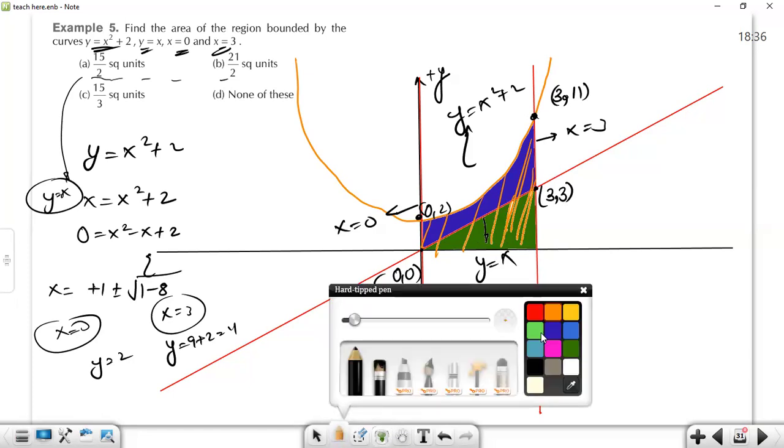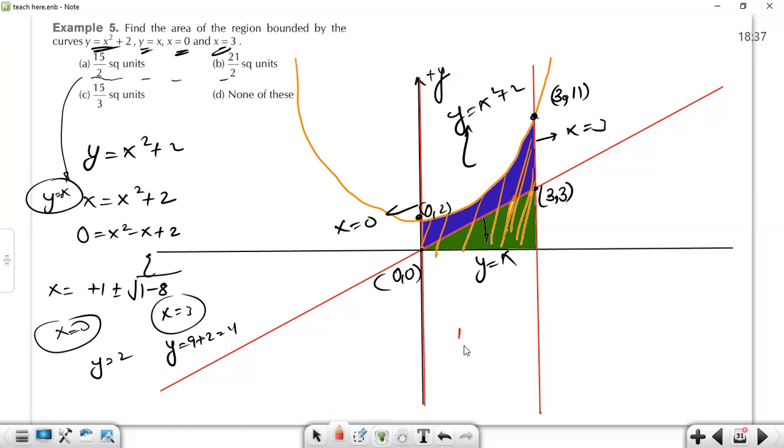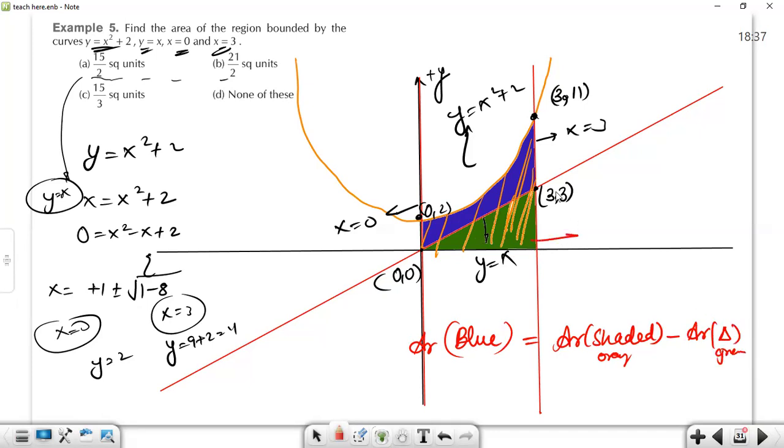Should I explain? Let me explain. What we are doing here is that we have to find the area of blue. And for that, we'll first find the area of the shaded region, shaded with orange, this. And after finding this, we'll subtract the area of the green triangle. Its area would be half into base into height.